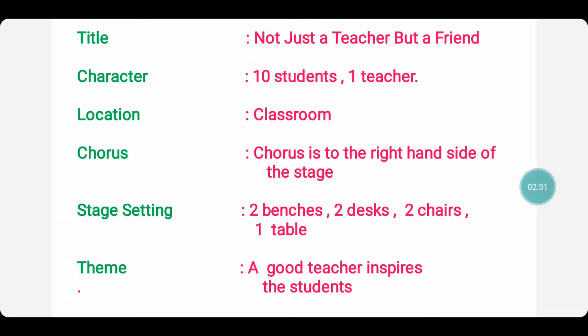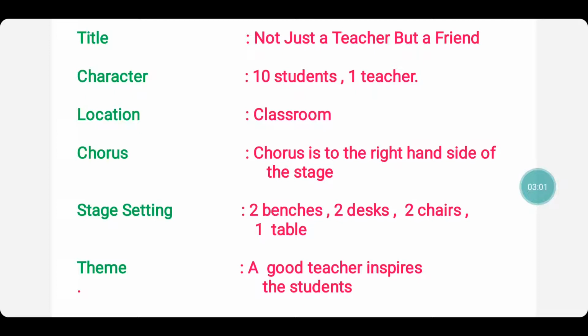Location: classroom. So what atmosphere we are creating, that is what the location is. We are creating a classroom atmosphere. Chorus: where is the chorus made to stand? It's on the right hand side of the stage. Stage setting. So what is the setting that we are going to do in order to bring the classroom atmosphere? That is 2 benches, 2 desks, 2 chairs, 1 table.